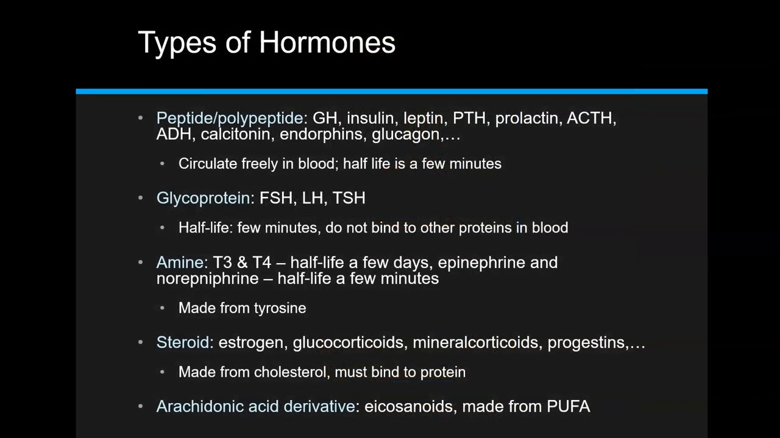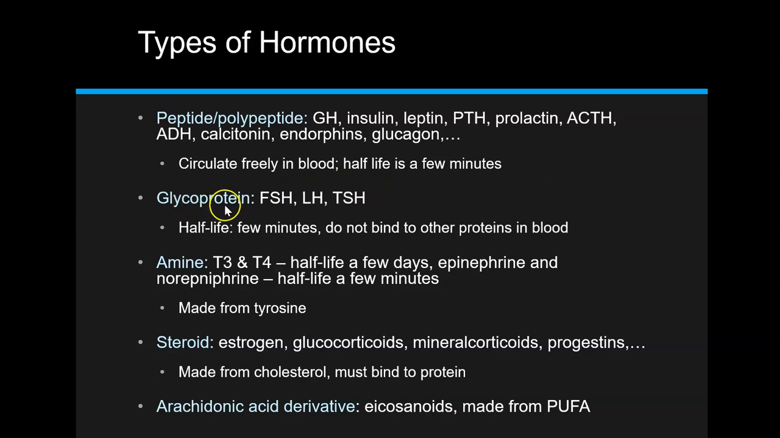All right. So the types of hormones that are found in the body. We have peptides and polypeptides. Of those, we have growth hormone, insulin, leptin, parathyroid hormone, prolactin, adrenocorticotropic hormone, or ACTH, ADH, or antidiuretic hormone, calcitonin, endorphins, glucagon, and many more. They circulate freely in the blood because they are proteins, so they're water-soluble. They're not really big proteins, but they're polypeptides, so just think protein-based, so water-soluble. And their half-life is usually a few minutes.